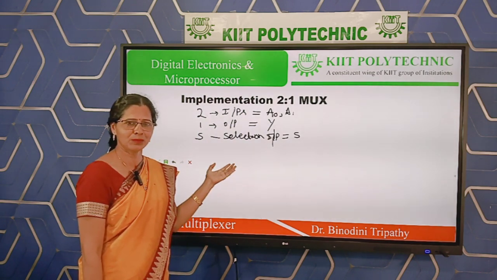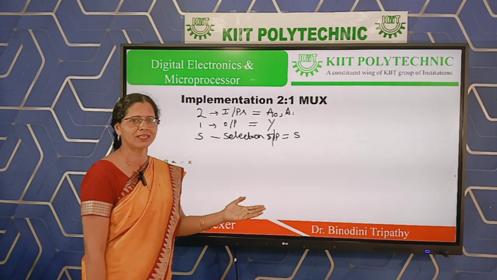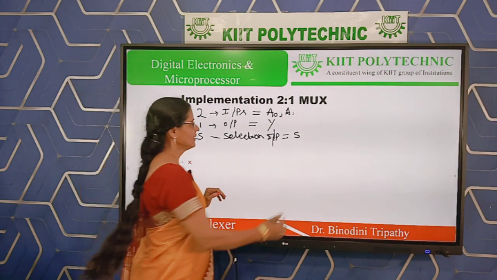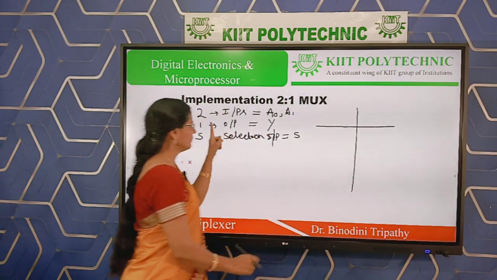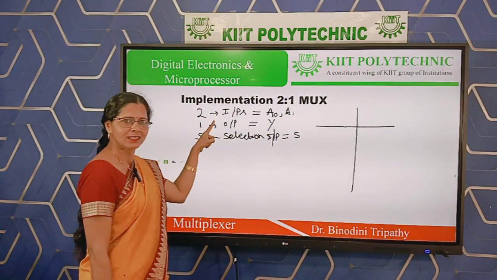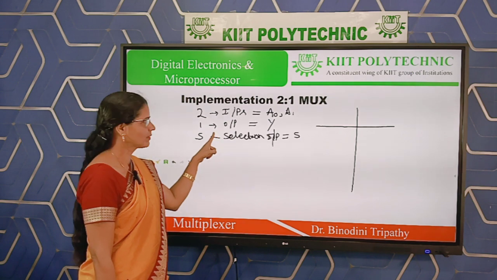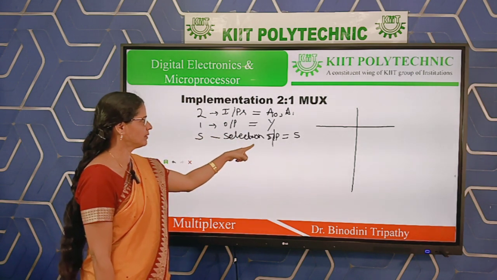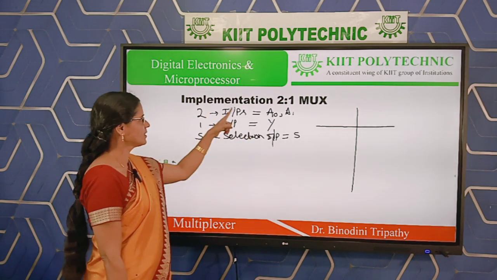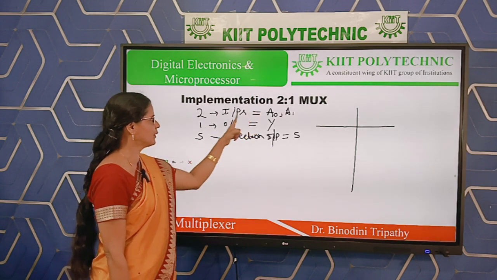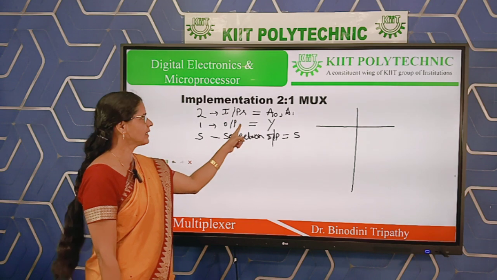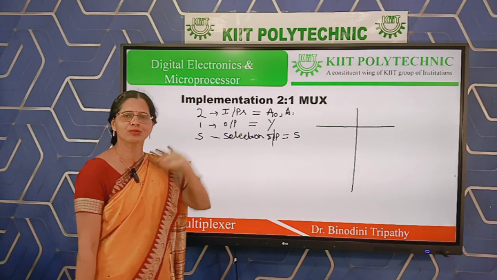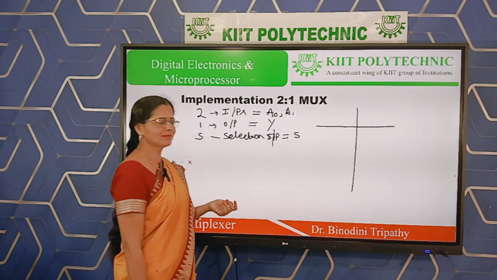Now it's a truth table. The first definition and designation are finished. Now we can write the definition directly from this portion. It is a type of multiplexer which has two inputs, one output, and one selection input, and it can select any one input out of two.